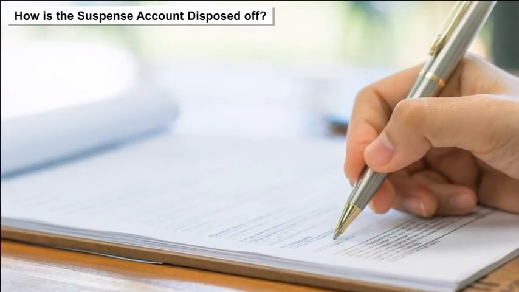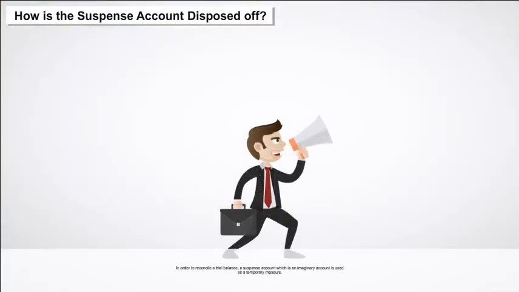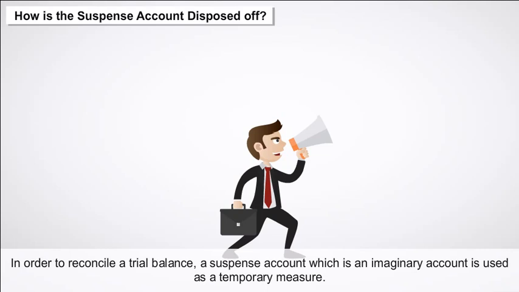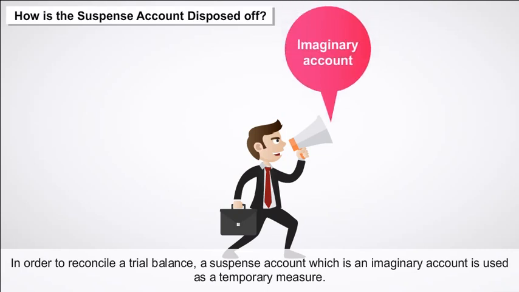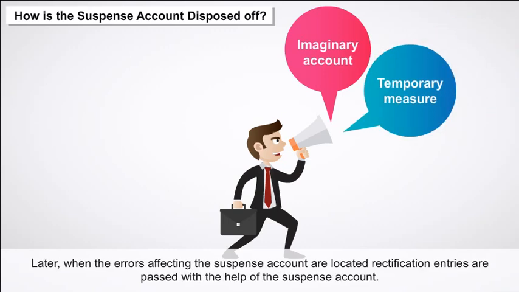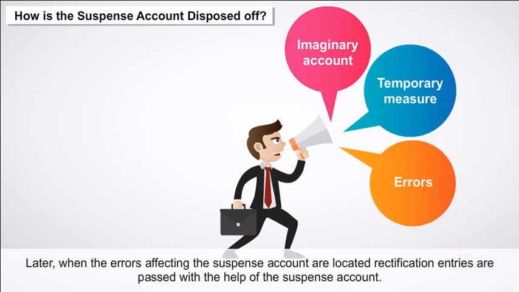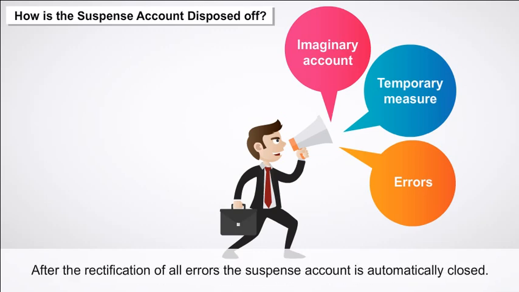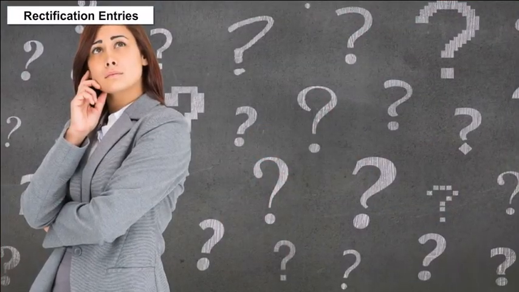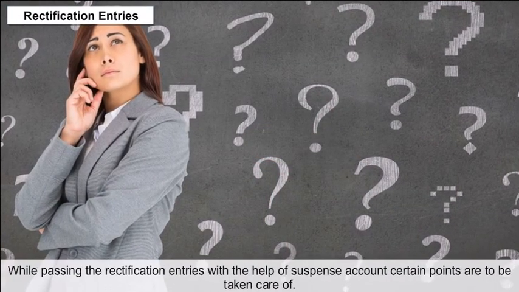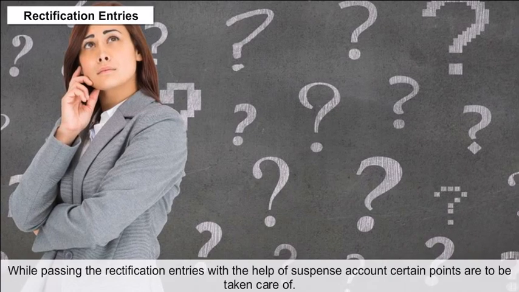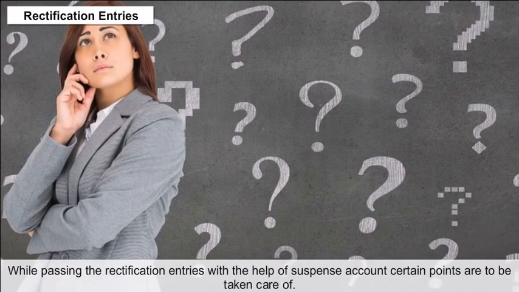How is the suspense account disposed of? In order to reconcile a trial balance, a suspense account, which is an imaginary account, is used as a temporary measure. Later, when the errors affecting the suspense account are located, rectification entries are passed with the help of the suspense account. Rectification entries. While passing the rectification entries with the help of suspense account, certain points are to be taken care of. These are: 1.